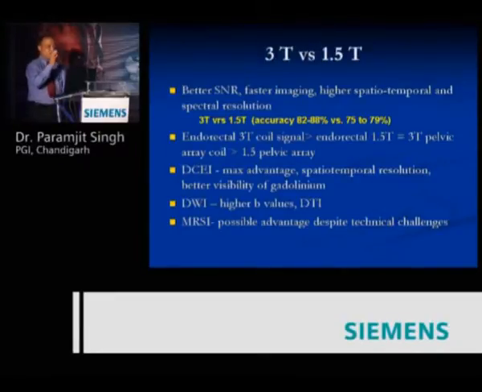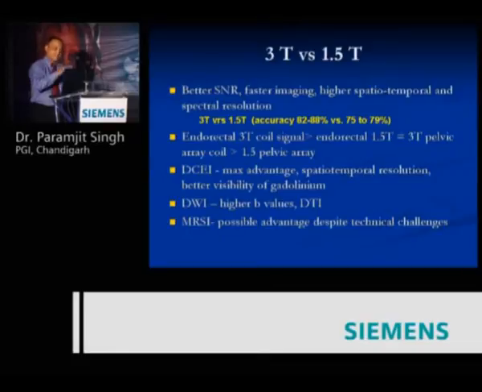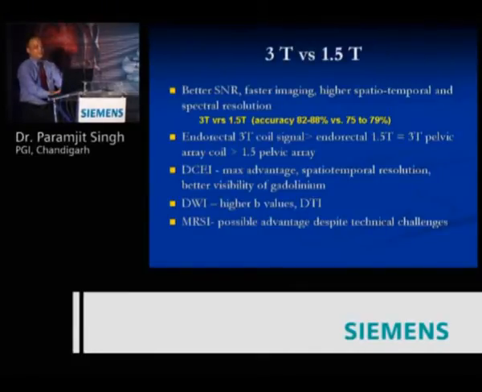Then the question about modern imaging lies between 3 Tesla, whether you use 1.5 or 3 Tesla. Now 3 Tesla theoretically is better because of the high signal, faster imaging, very high spatio-temporal and spectral resolution, which are all good for this kind of multiparametric studies. It is particularly very good for dynamic contrast enhanced studies because the gadolinium becomes more visible on 3 Tesla because of the T1 lengthening. And then we can use a body phased array coil and replace the endorectal coil used at 1.5 Tesla with equal kind of sensitivity.